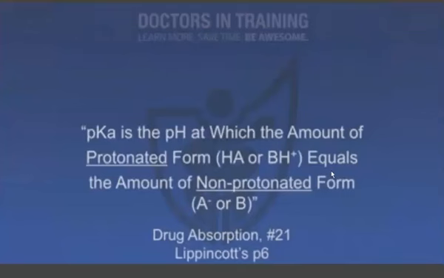So we have to talk a little bit about the pKa, which is found on page 6 of Lippincott. The pKa is the acid dissociation constant. Each individual drug has its own pKa, and you can go look those pKa values up. The pKa is defined as the pH at which the amount of the protonated form of the drug equals the amount of the unprotonated or non-protonated form of the drug. So basically the pKa tells us how strongly acidic or basic that drug is.